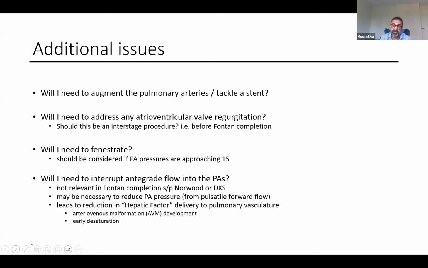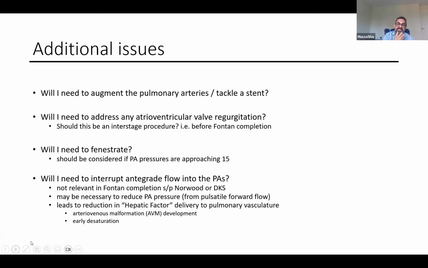So the pulmonary artery pressures and the Fontan pressures should come down slightly once you've done your operation. And equally, will I need to interrupt antegrade flow into the pulmonary arteries? That's not relevant if they've had a Norwood or a Damus-Kaye-Stansel, because the pulmonary artery will have already been disconnected from the branch pulmonary arteries.